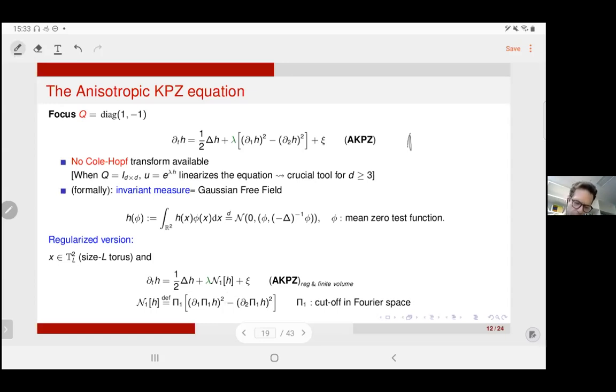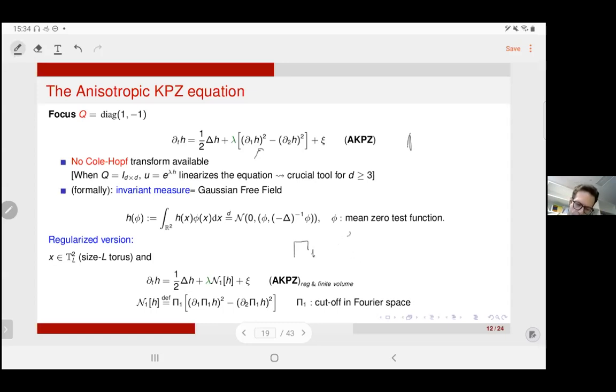And the second, more serious remark is that we regularize the nonlinearity. So this nonlinearity is very singular. What we do instead is that we're regularizing in Fourier space. So what this pi one here is doing is, it takes a function, you go to Fourier space, and this pi one just sets to zero all the Fourier modes with the wave parameter k larger than one.